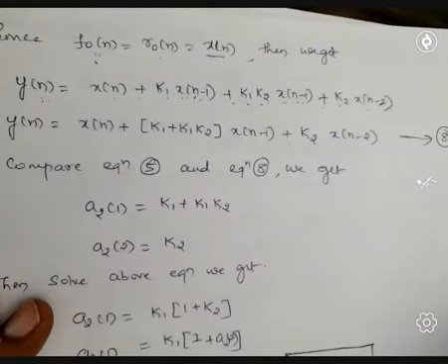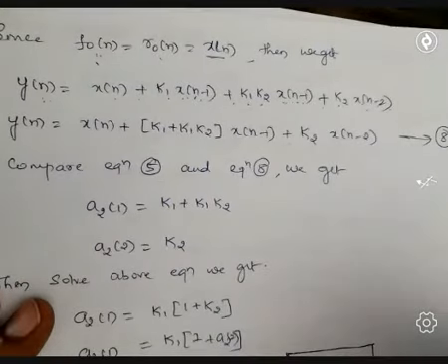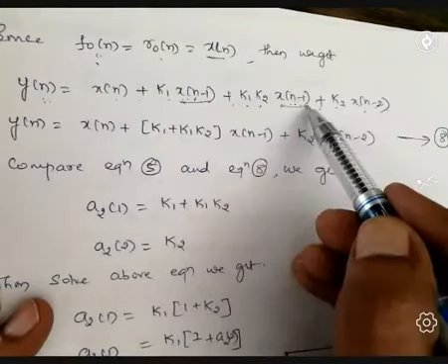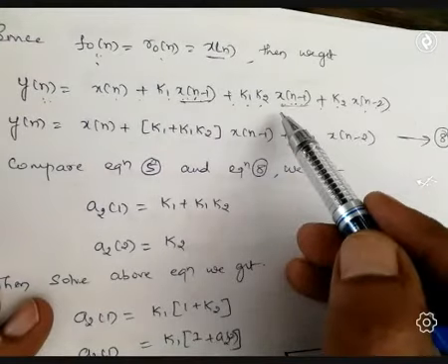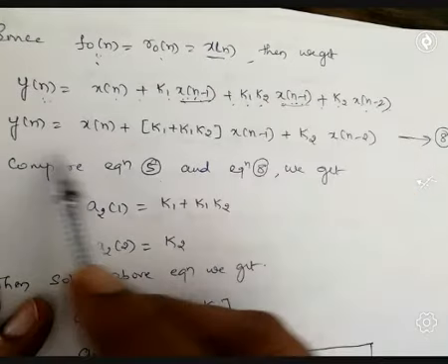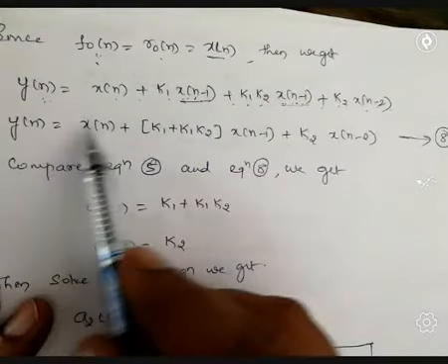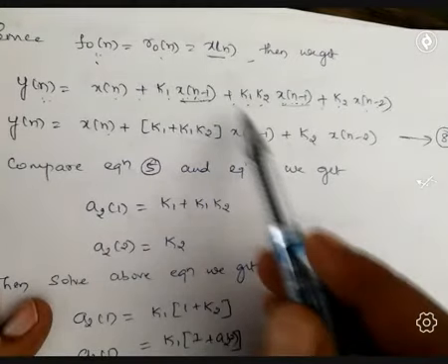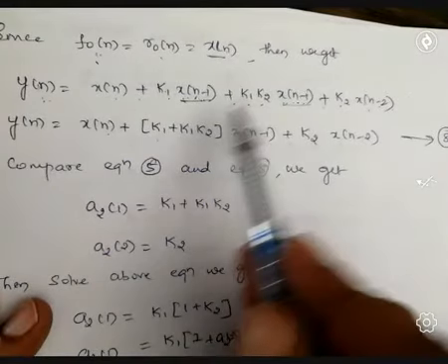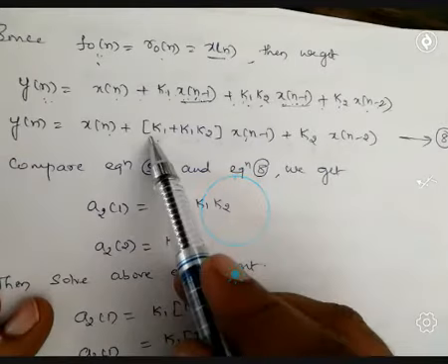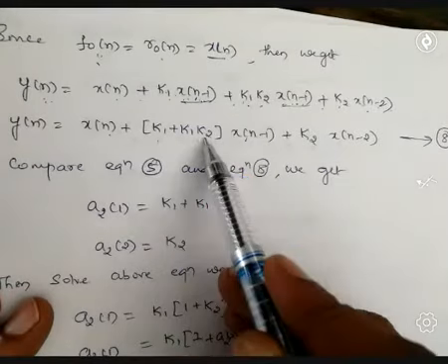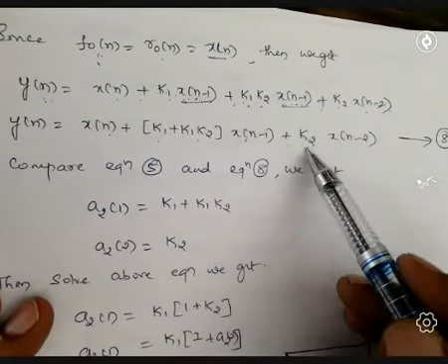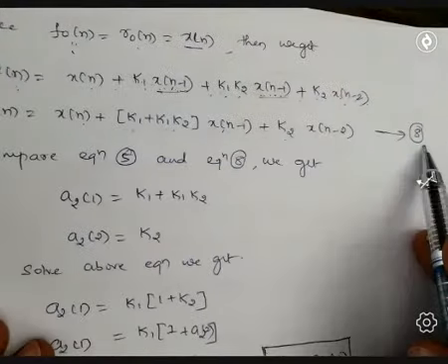Now for the simplification, see here x of n minus 1 is there, here also x of n minus 1 is there. Let us take the coefficients of x of n minus 1 separately. It is y of n equal to x of n, and x of n minus 1 I'm going to take common. Here left with k1, plus here left with k1 k2. Hence, k1 plus k1 k2 multiplied by x of n minus 1, plus k2 into x of n minus 2. Let us represent this as equation number 8.